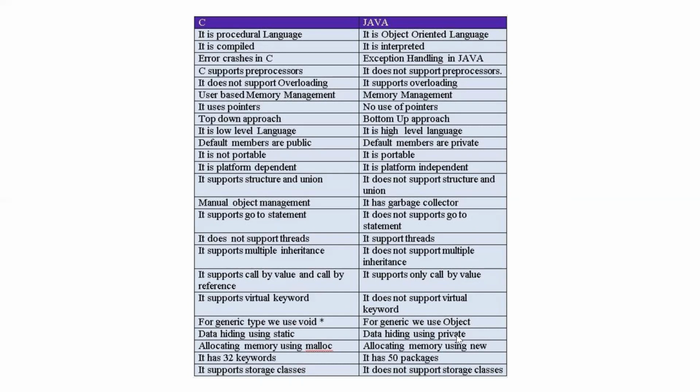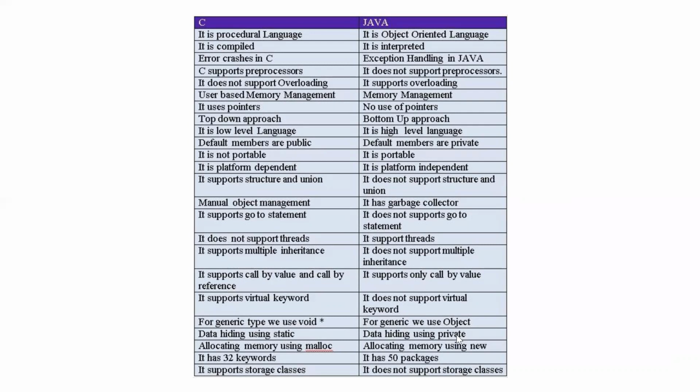C supports preprocessors like include and define, whereas Java doesn't support preprocessors. C doesn't support overloading, whereas Java supports overloading. C has user-based memory management. C uses pointers, whereas Java doesn't use pointers. C follows a top-down approach, whereas Java follows a bottom-up approach.